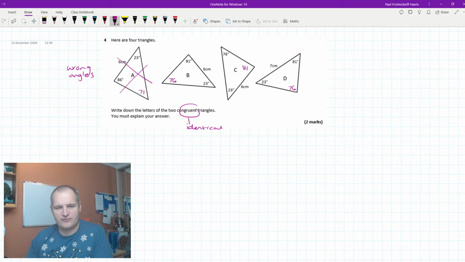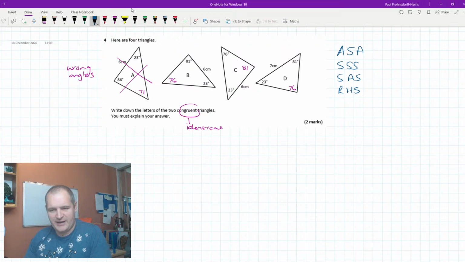The next thing we have to do is identify which of these 3. And to do that, we need to know our 4 rules. ASA, SSS, SAS, and RHS, which is right angle, hypotenuse, and side. Now we haven't got any right angles, so we know we can't use that. We don't have all the sides, so we can't use that. In fact, we only have one side for each shape.